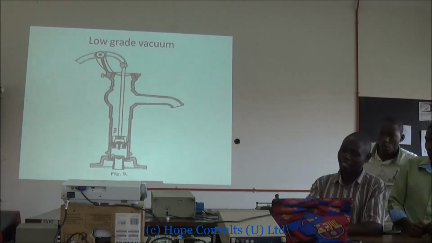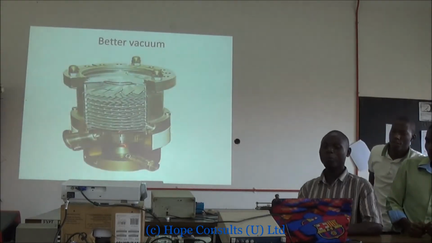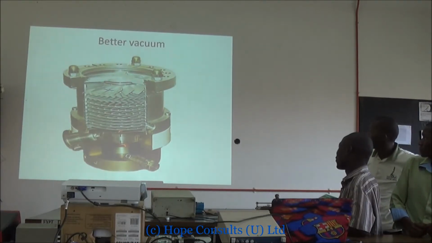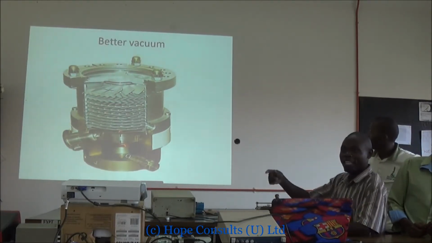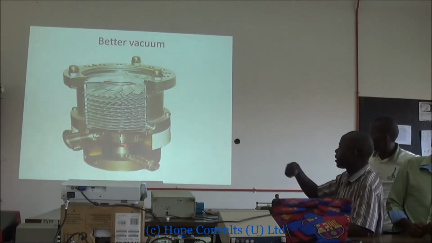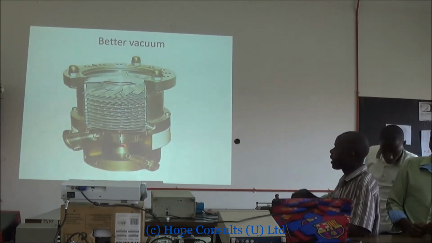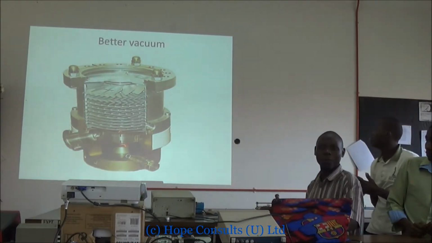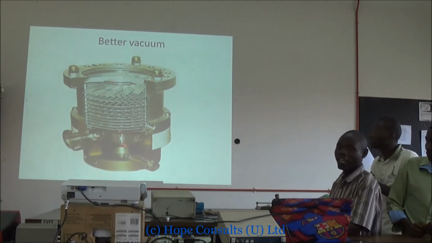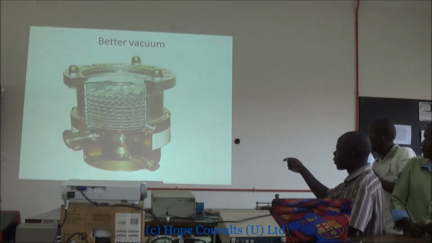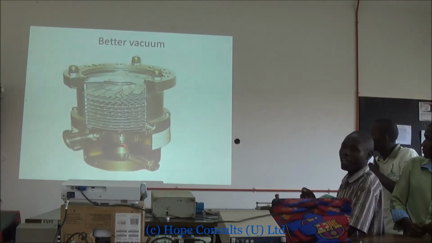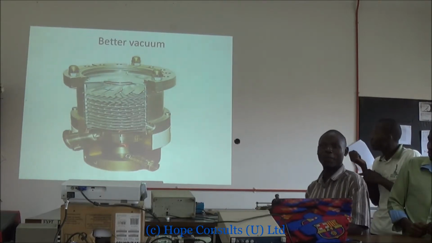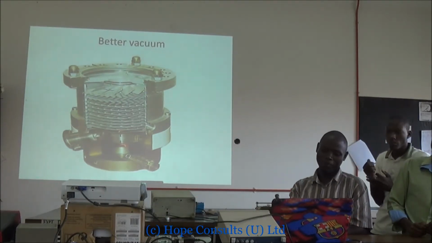such that the vacuum which is created is a low-grade vacuum. To produce a better vacuum, they use what we call a rotor, something which rotates. When it is rotating, it tries to blow out air altogether. In order to allow continuous rotation of that rotor, it must be oiled to reduce the friction.